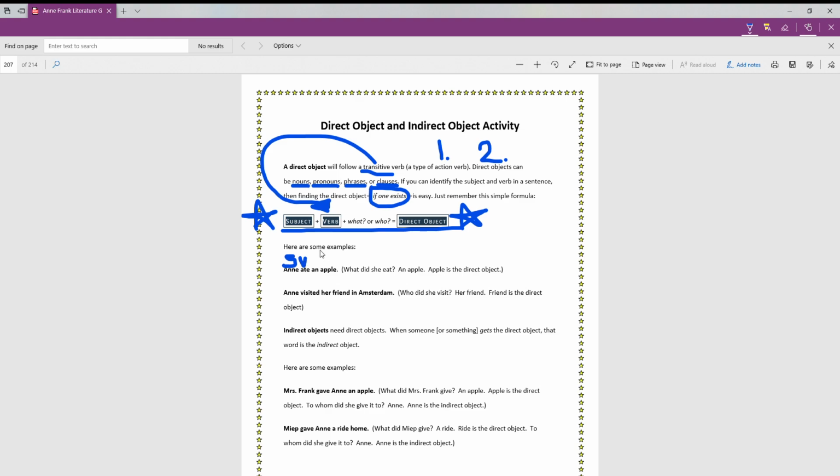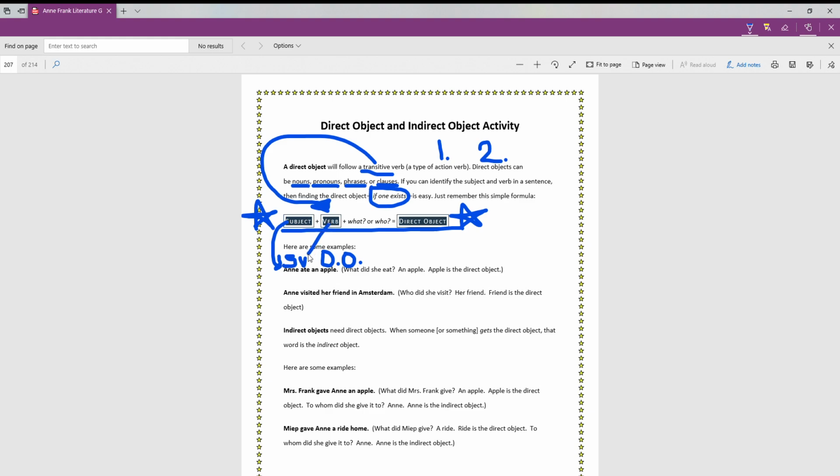We're going to check. Who or what? Anne ate who or what? Well, she didn't eat a person, but she did eat something. She ate an apple. So yes, that is a transitive verb, and that makes this the D-O, the direct object.